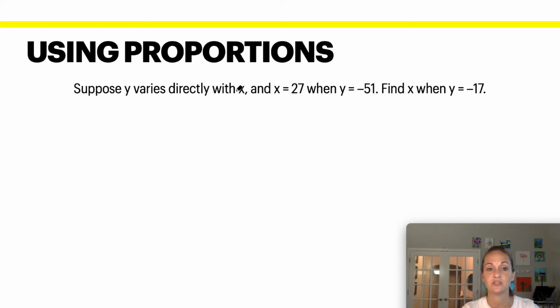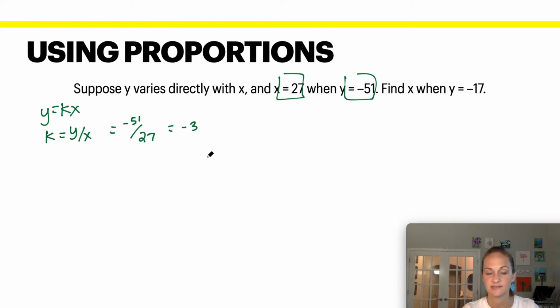Suppose that y varies directly with x. Now, we know that y equals kx, so k equals y divided by x. So we can go ahead and find k. We know that when x is 27, y is negative 51. So negative 51 divided by 27 actually gives us negative 3. Now, since we know that k is negative 3, we can write the equation y equals negative 3x, because that is our direct variation equation.